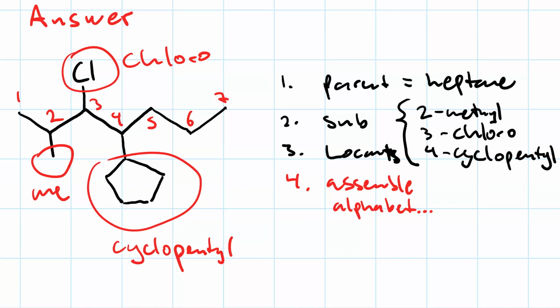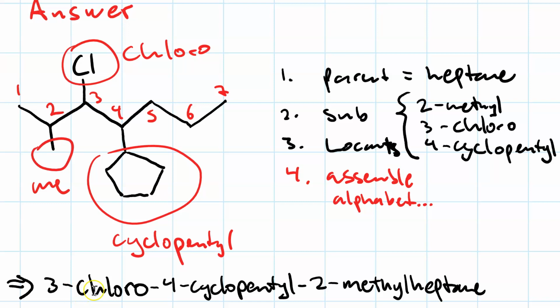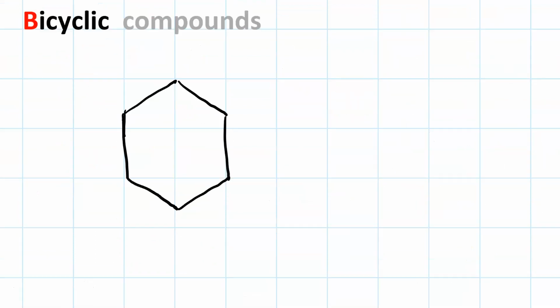What remains is to assemble it alphabetically. CH should go first, then CY, then ME. So our name then is 3-chloro, 4-cyclopentyl, 2-methylheptane. Is that what you got? Good job. Now let's look at a bicyclic compound.